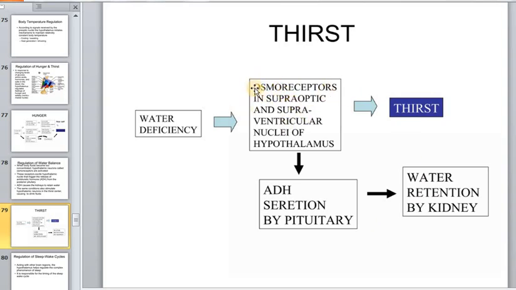This slide just describes the osmoreceptors and the secretion of the special hormones and water in a kidney.